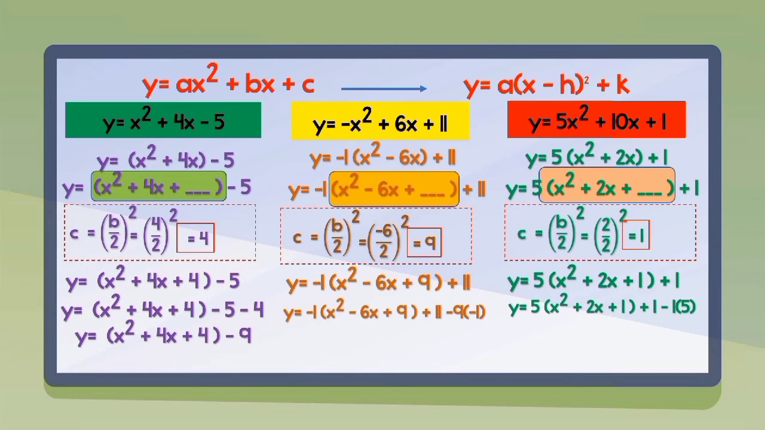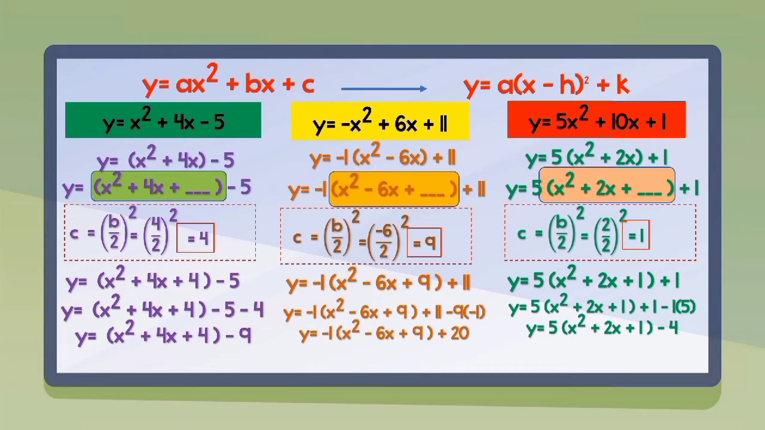That is, y equals x squared plus 4x plus 4 minus 9. Y equals -1 times x squared minus 6x plus 9 plus 20. Y equals 5 times x squared plus 2x plus 1 minus 4. So now, it's time to factor out our perfect square trinomial to form a square of a binomial.